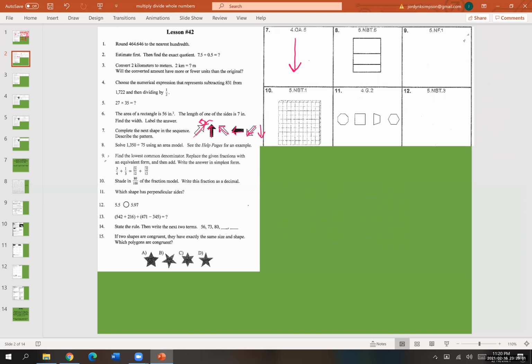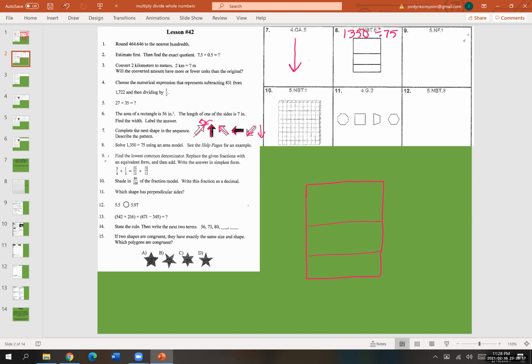All right, number 8, solve 1,350 divided by 75 using an area model. See the help pages for an example. All right, so we're doing 1,350 divided by 75. You guys know I like to just write the problem down just to be safe. All right, guys, so I write pretty large, so I'm going to redraw that little box that they have. It's a little wonky, but that's okay. I'm going to actually go back and redraw my lines.